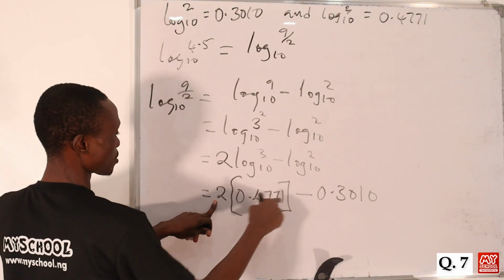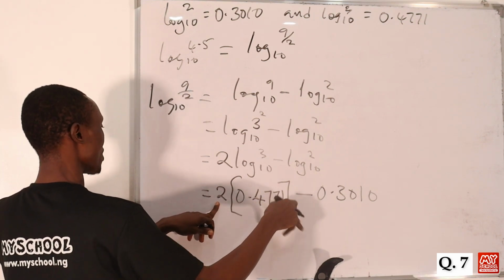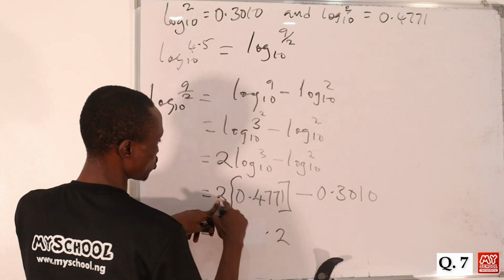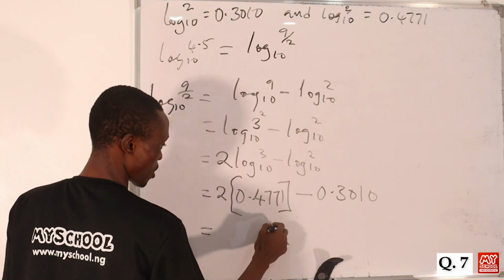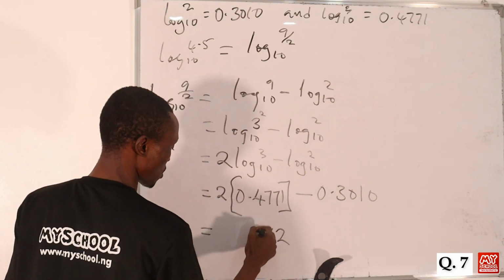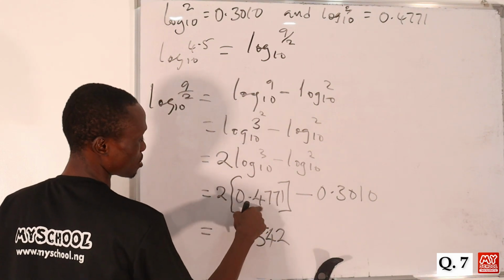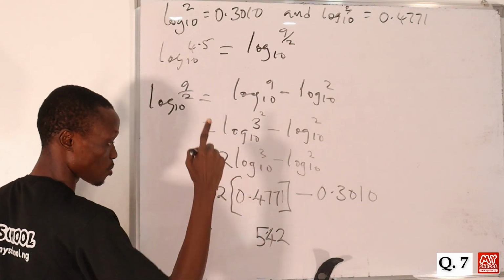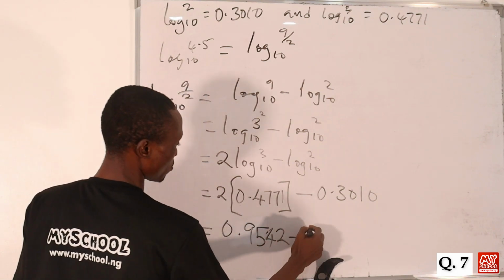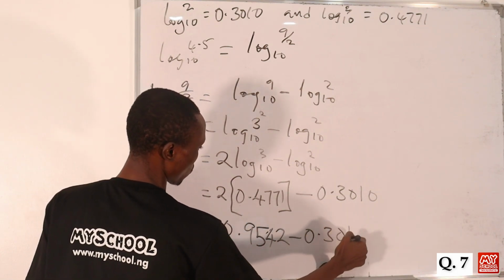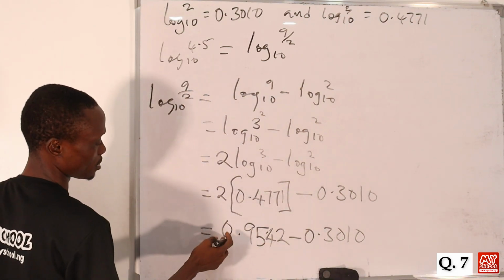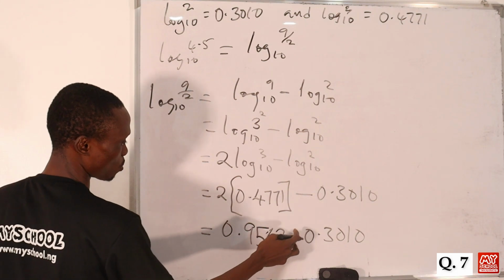Okay, so here we just multiply out. Let's start from multiplying from our right hand side. 2 times 1 will give us 2. Then 2 times 7 will give us 14, write down 4, carry 1. 2 times 7 will give us 14 plus that 1, 15, write down 5, carry 1. Then 2 times 4 will give us 8 plus that 1, 9. So you're having 0.9542, minus 0.3010.